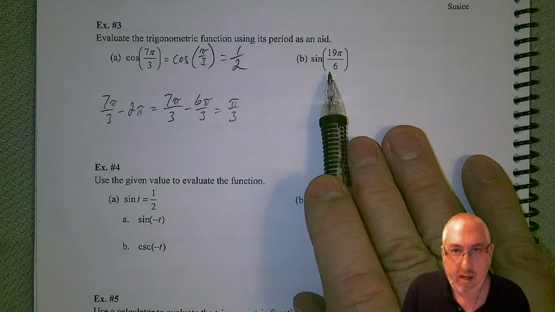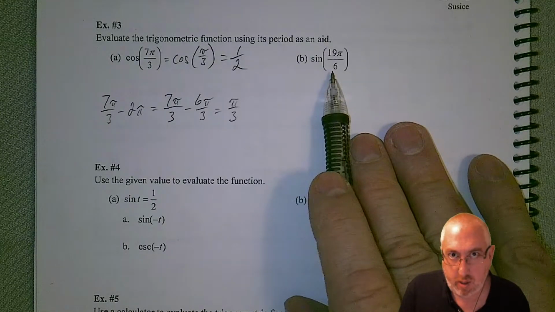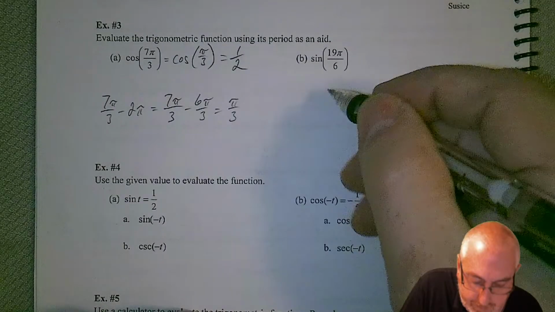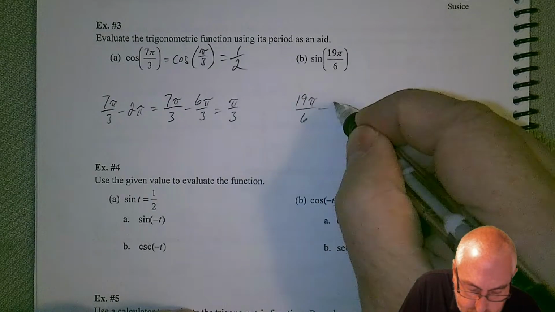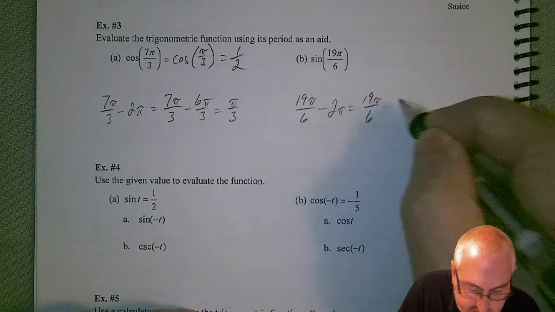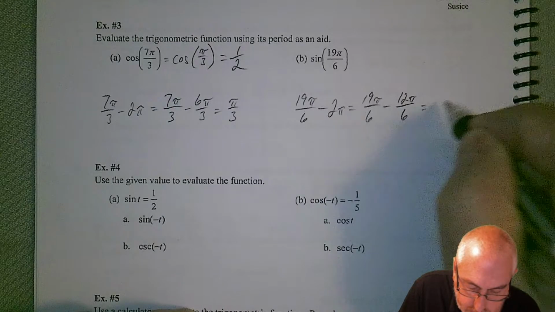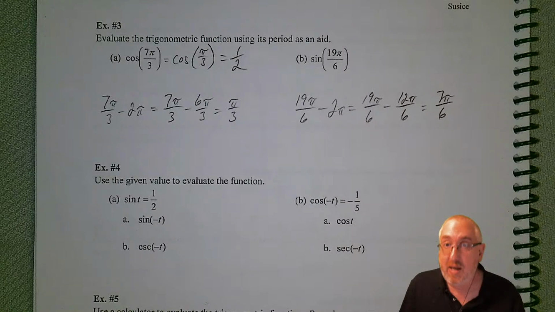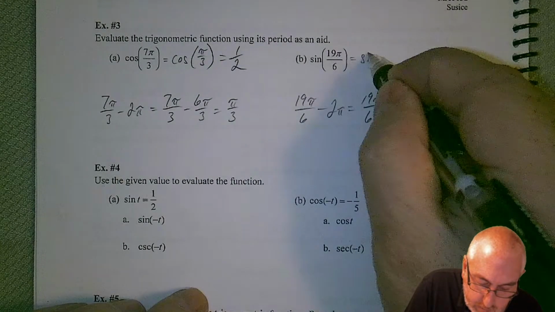Very similar process over here. We have an angle that looks way too big to be on the unit circle. So we're going to have to find that coterminal angle again. So 19 pi over 6 minus 2 pi. Again, I'm writing lots of extra steps just to make sure everybody's on the same page. It looks like we get 7 pi over 6. So that should be the same.